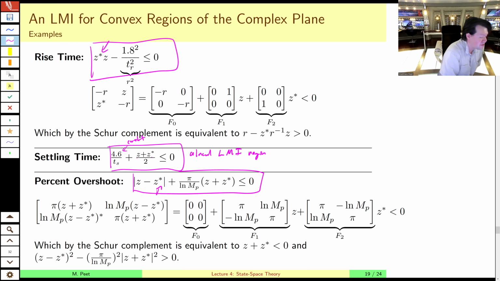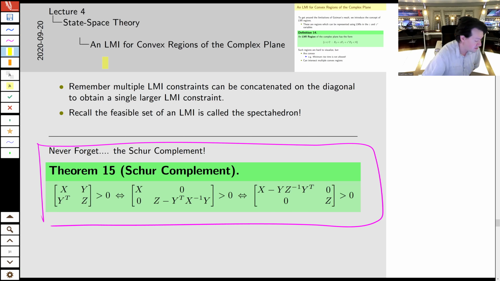The answer is, as always, the Schur complement. So we'll first do this one. Let's remember the Schur complement from the previous slide. The Schur complement gives us a way of formulating things like this, which are quadratic in Y, in terms of things which are linear in Y. So these two are equivalent.